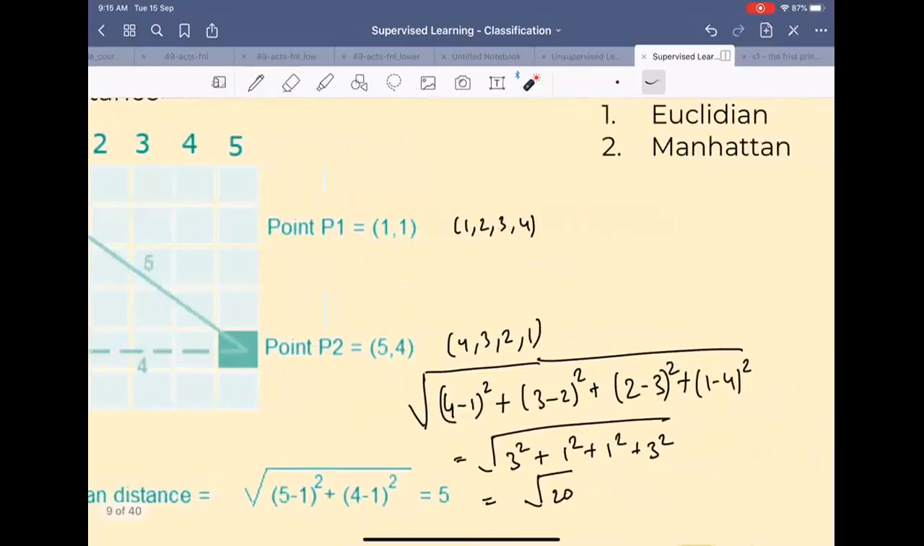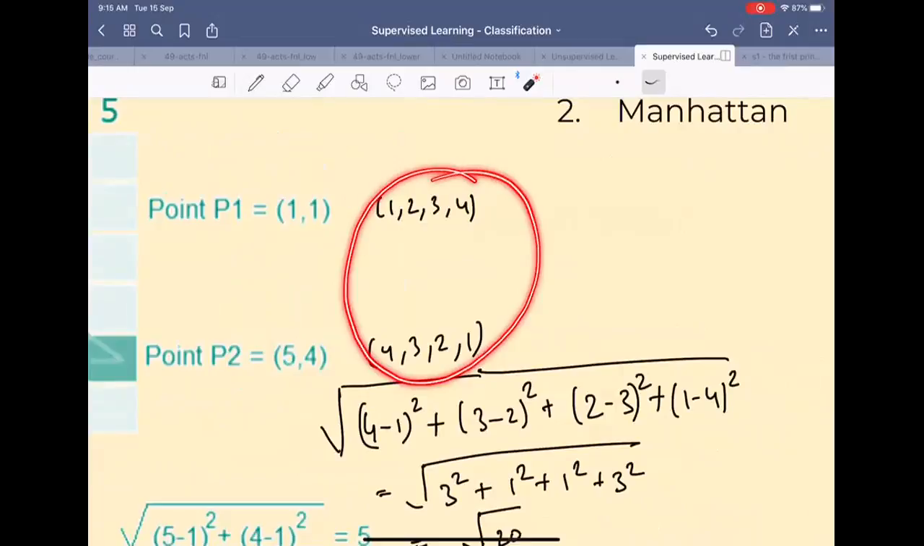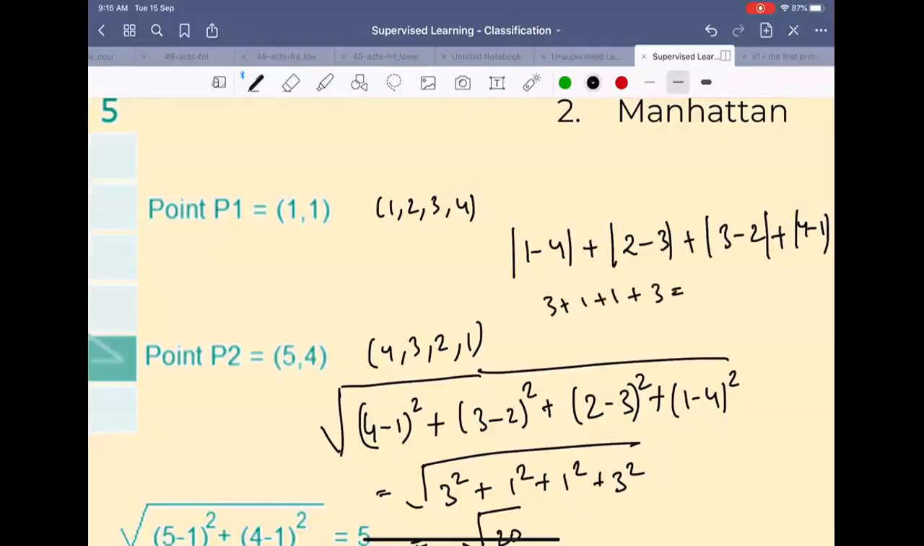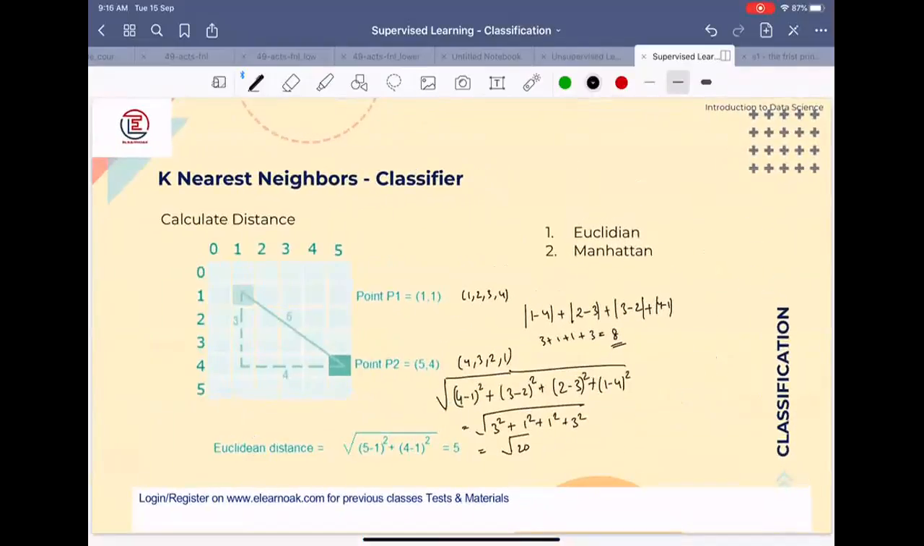Okay. In our second case, can you tell me what will be the Manhattan distance for these two points? These four dimensional points that I created. What will be the Manhattan distance? Okay, excellent. 8 is the right answer. Let me show you how. So the Manhattan distance will be absolute of 1 minus 4 plus absolute of 2 minus 3 plus absolute of 3 minus 2 plus absolute of 4 minus 1, which is 3 plus 1 plus 1 plus 3. It is 6, 7, 8. Okay. Excellent. So these are two major ways of going around and finding out the distance.